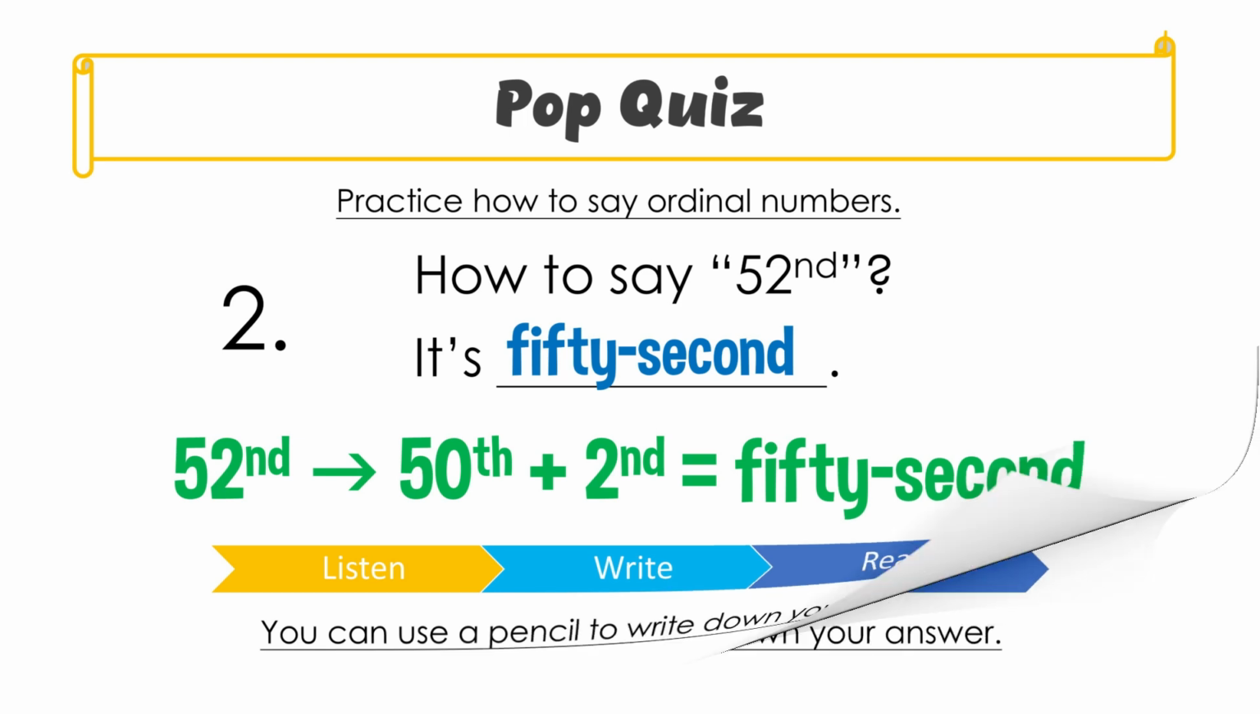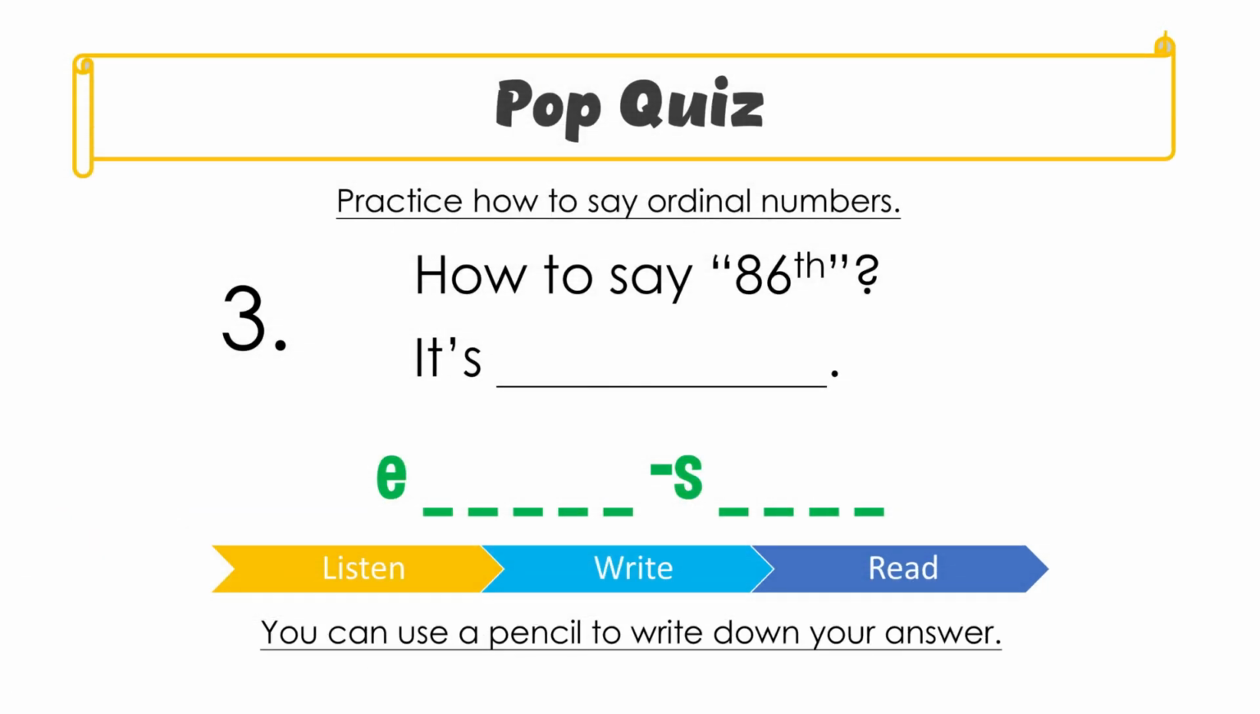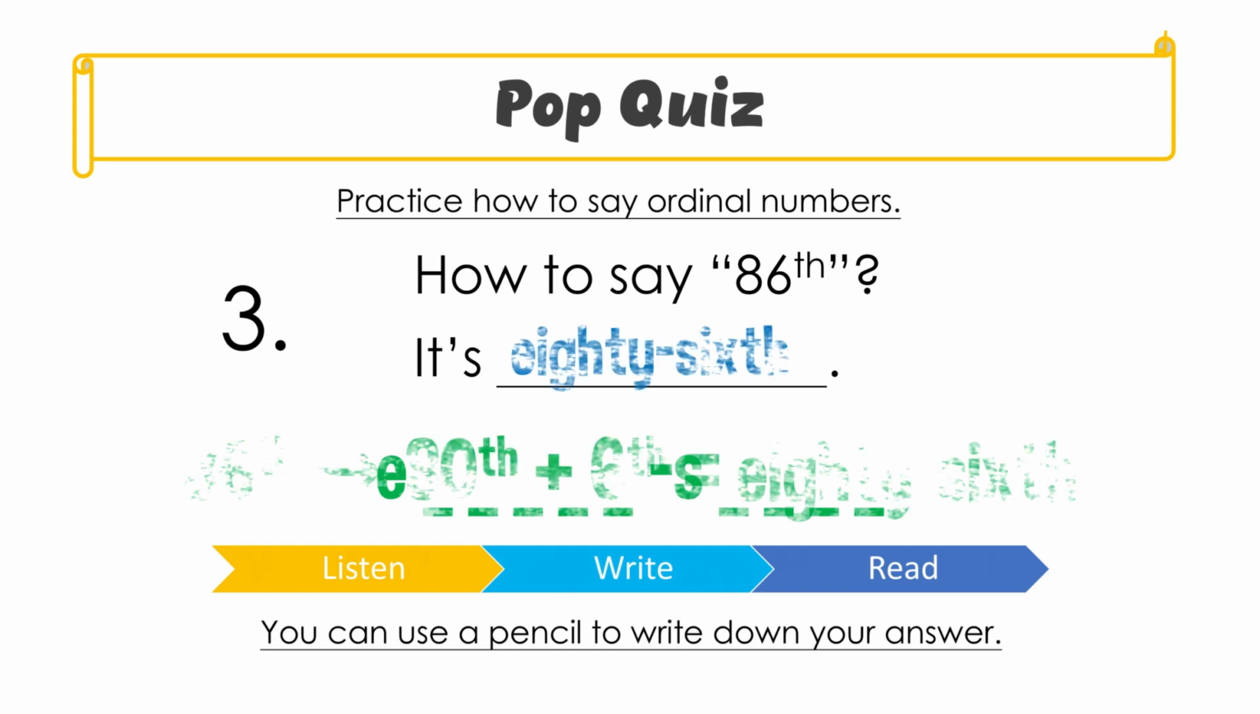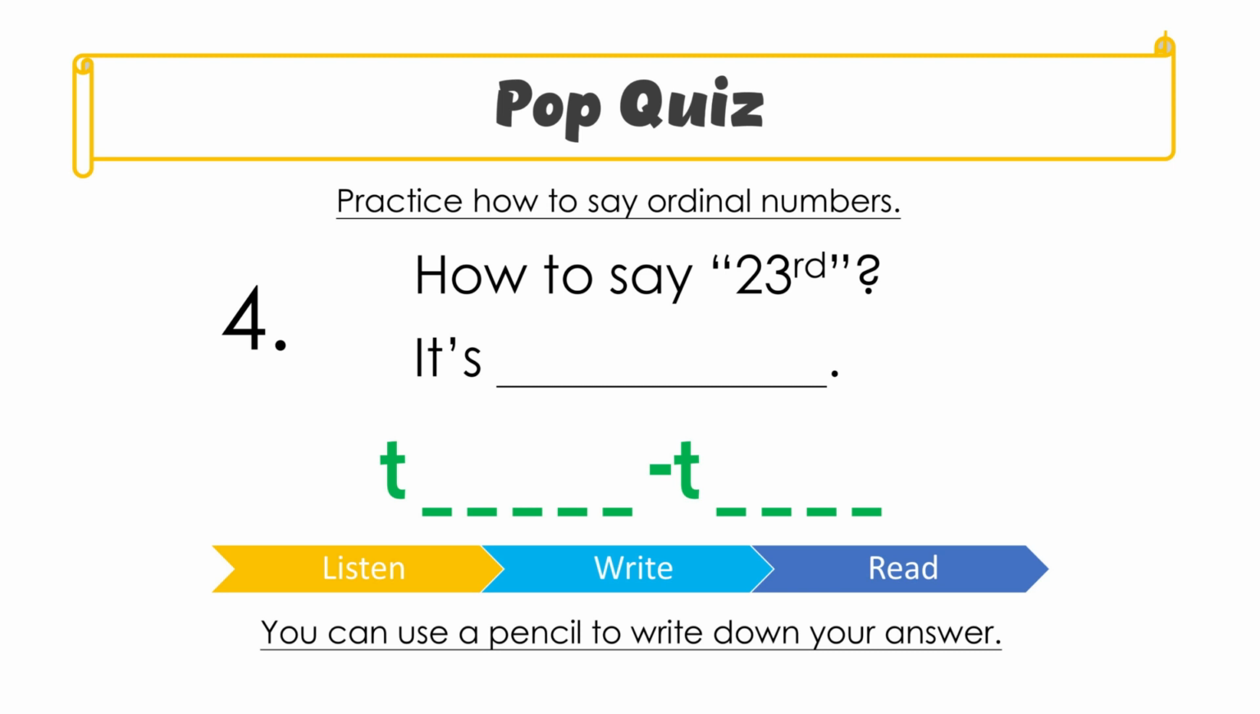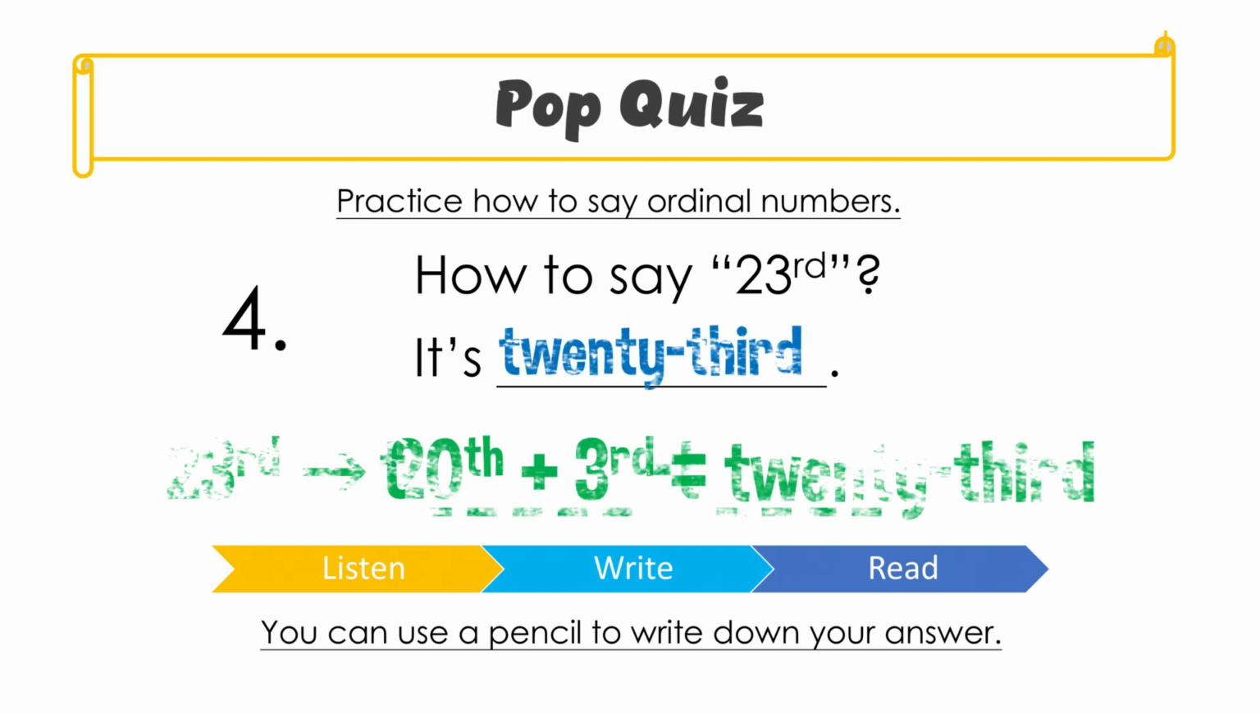Number 3, how to say this ordinal number? It's 86th. Number 4, how to say this ordinal number? It's 23rd.